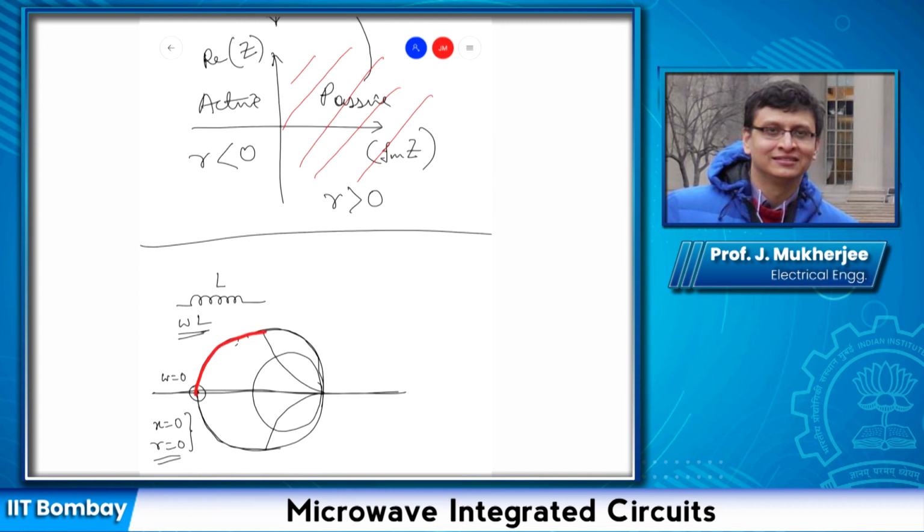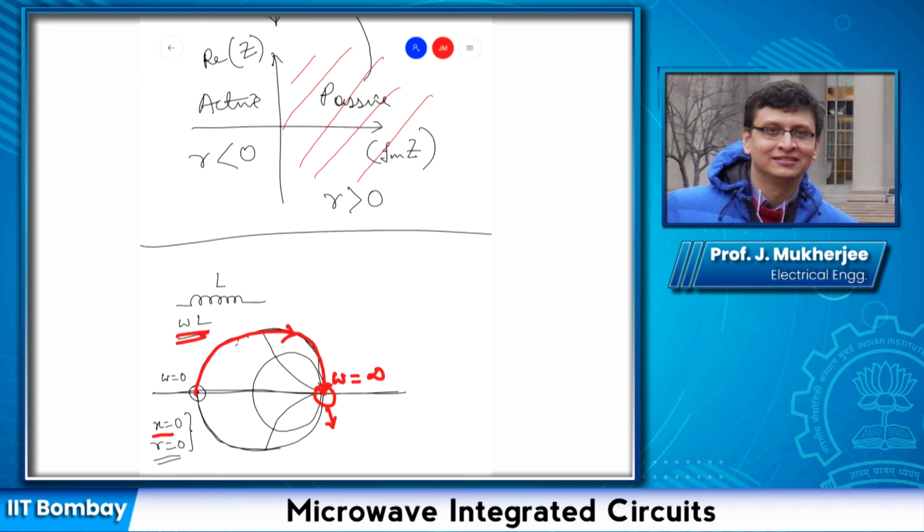It will be like this. This is the locus that will be followed. And then when omega becomes infinity, we will reach this point. Omega reaching infinity means the value of this reactance also becomes infinity, which in turn means that for very high impedance or infinite impedance or very high value of x, we will reach this point.